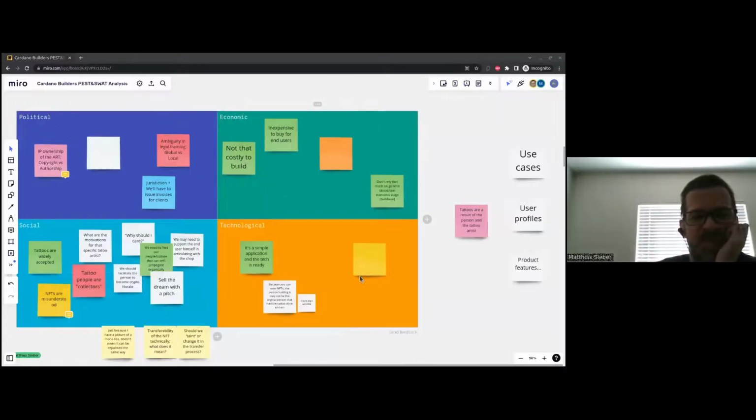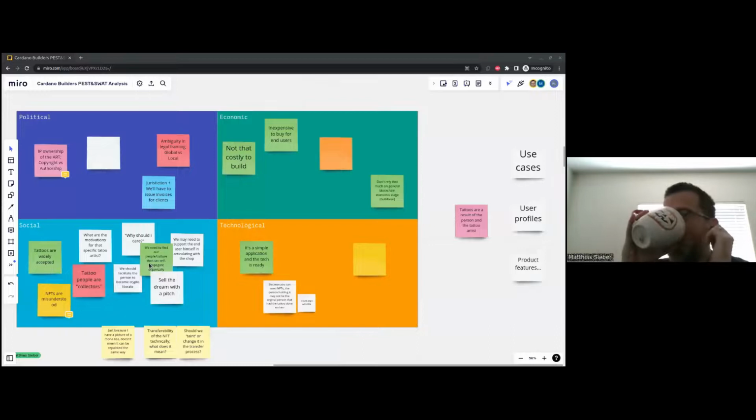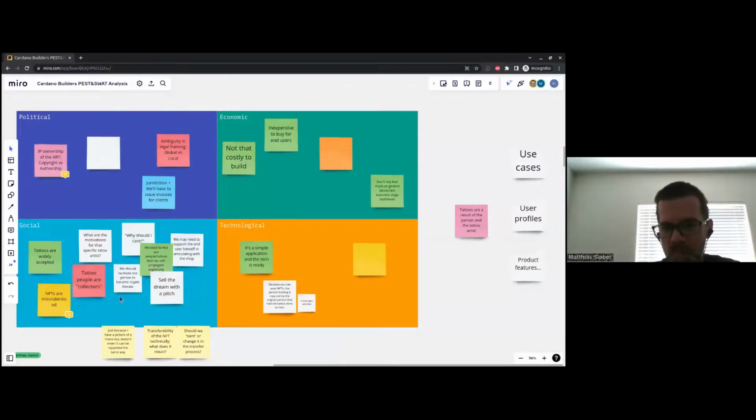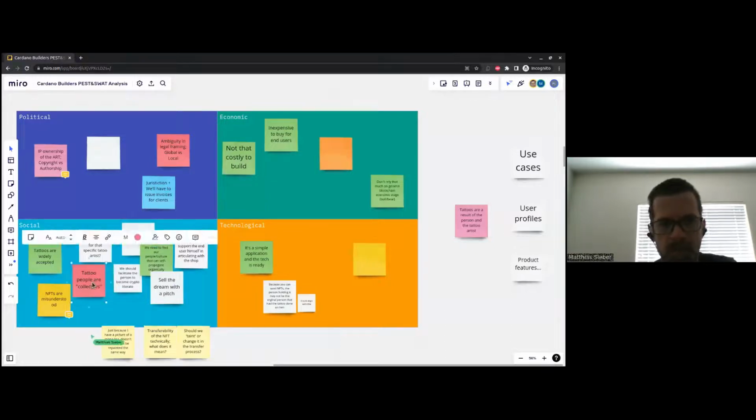Yeah, of course. Certainly not so focused, but what I'm writing down here is: we started with what should I care, and then I added what are the motivations for the artists. We should facilitate the person to become literate, and we can sell the dream, or we may support the person himself. And then I was just writing this one down: people are collectors. I'm not sure if they fit in there, which has to do with the transferability of the NFT, and should we taint or change it in the process?